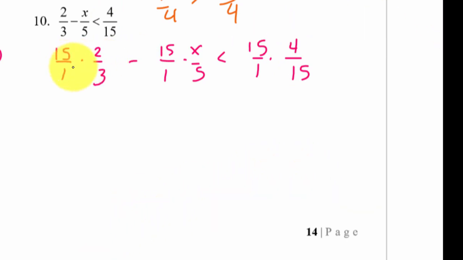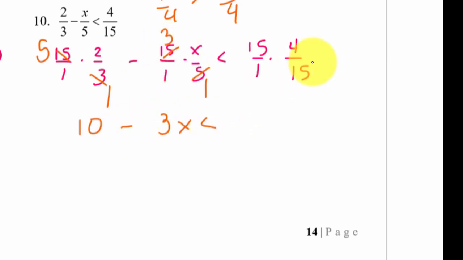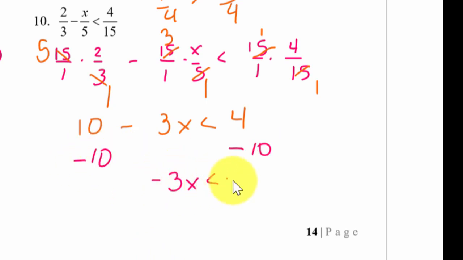So in the first term here, the 3 goes into itself once and into 15 5 times. So we have 5 times 2, or 10, for our first product. See that? And then here, the 5 goes into itself once and into 15 3 times. So here we have a negative 3x is less than, and here the 15s reduce, leaving behind ones, so we have a 4. So notice that that's a lot easier to handle because we have no fractions now. And now we're going to subtract 10, so we get negative 3x is less than negative 6.